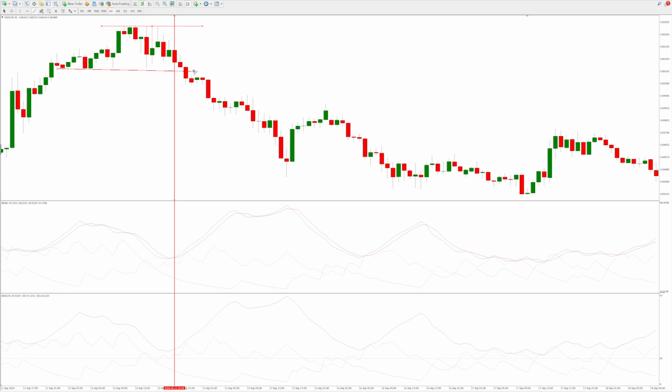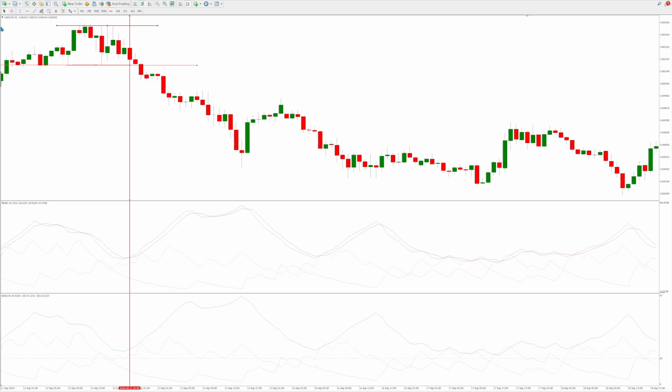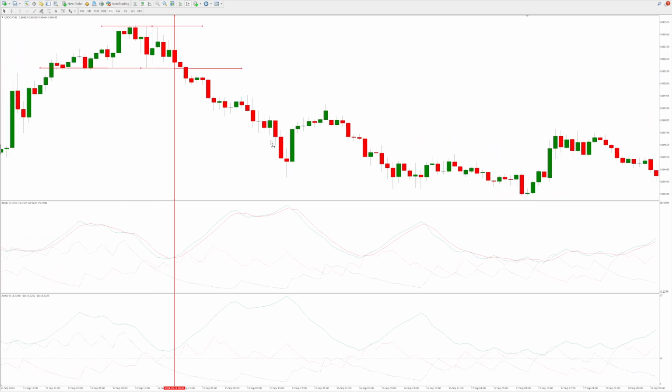And then, just for that extra confirmation, we could use this level of support here. You see how that level's held up well multiple times. The breakout of that level could have been the entry point for this particular trade. Okay, and then you can see there's 80 to 90 pips profit potential there.